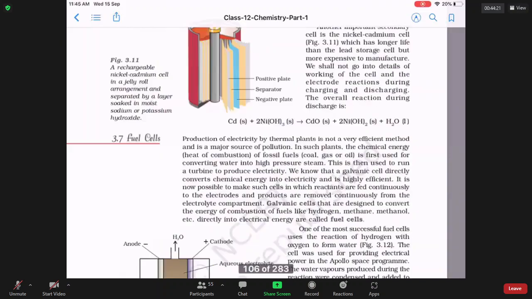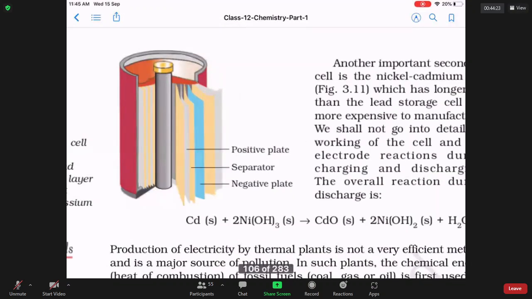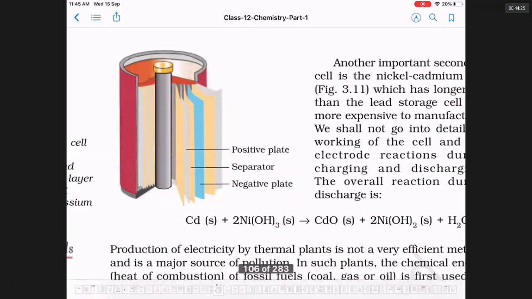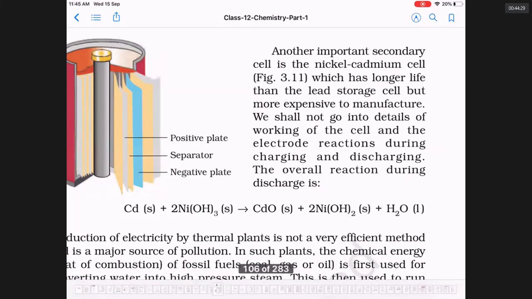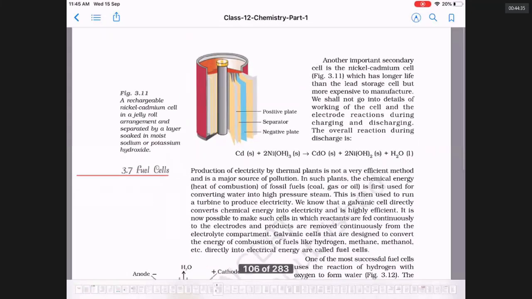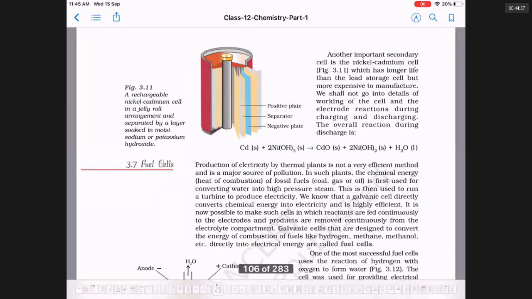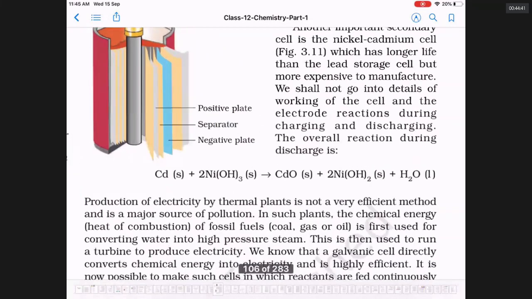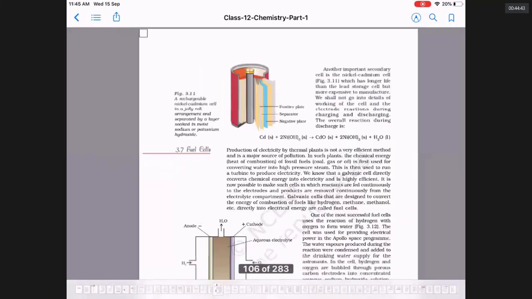This is a nickel cadmium cell. Cadmium is the loser, nickel hydroxide is the gainer. At the end, you get CdO and nickel hydroxide, where nickel is dipositive. Since it does not have any ions in water solution, concentration changes will not affect it. It will give a smooth voltage.